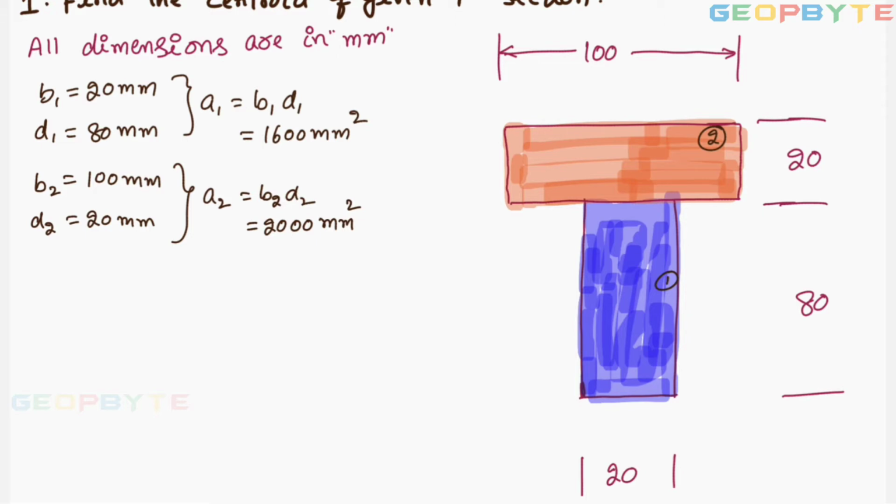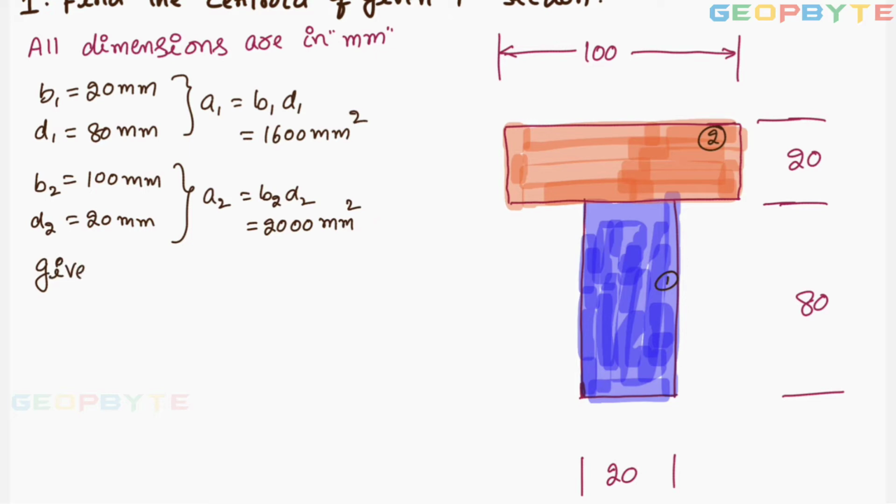Then let us decide the x bar and y bar. Before going to find the x bar and y bar, first you should decide whether the given section is symmetrical or not about any axis. If we cut this T section exactly at the center on y axis, you are getting the equal sections. That means it is symmetrical on y axis.